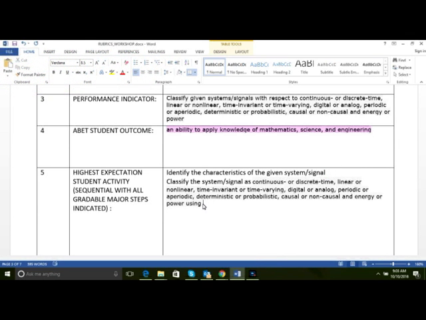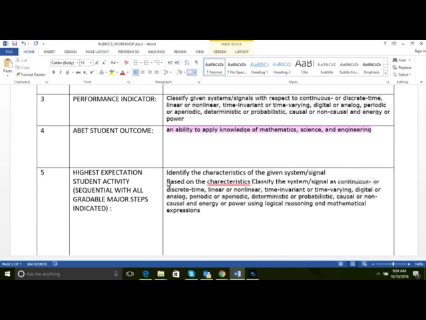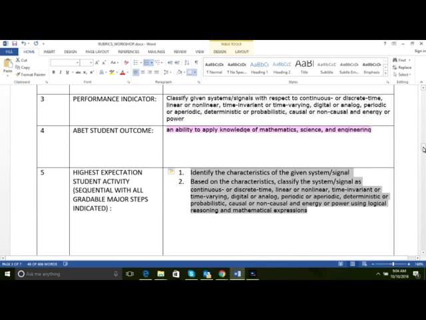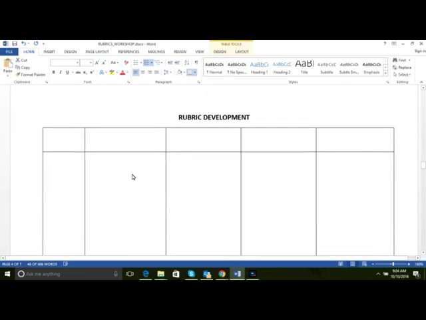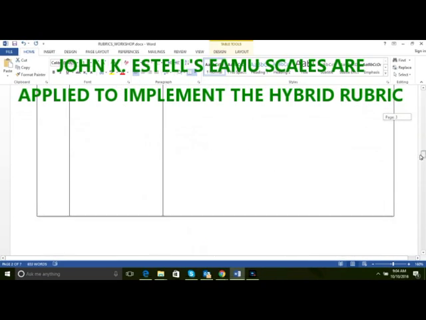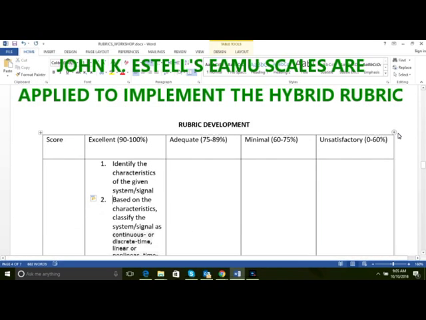The sequential steps for highest student performance are identifying all the characteristics of the given system and signal, and based on these characteristics, classifying the system and signal as per the given types using thorough logical reasoning and mathematical expressions. Now we are ready to copy this into the rubric. And we also copied John Estell's EAMU scales, which have been mentioned earlier before.